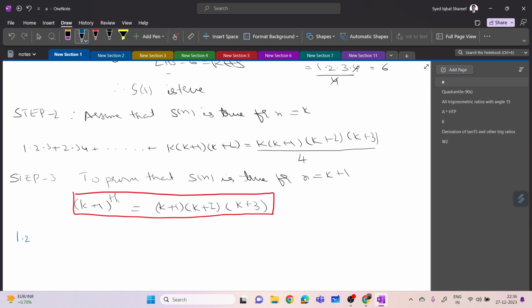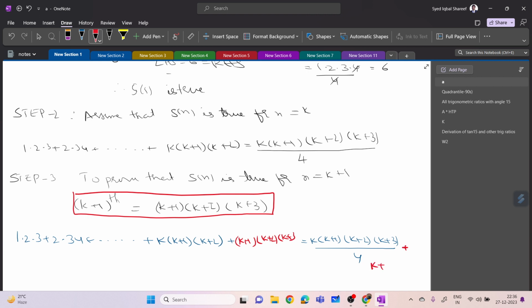So 1 into 2 into 3, and so on, up to k into k plus 1, k plus 2, plus the k plus 1 term, equals k into k plus 1, k plus 2, k plus 3 by 4. What is the k plus 1 term? k plus 1, k plus 2, k plus 3. Here also you have to write k plus 1, k plus 2, k plus 3.